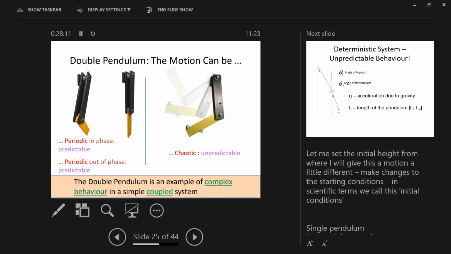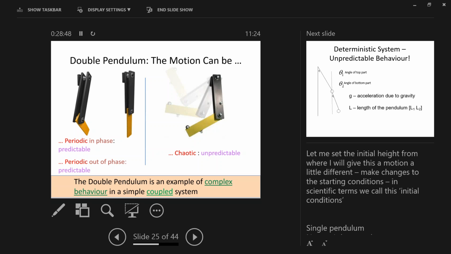So I take two pendulums and I join these pendulums using a rivet that you can see, the black part and the yellow part. So I join those, and then I show. So this becomes a double pendulum, two pendula attached to one another in this fashion. And then I show that this pendulum can show periodic motion in phase, which is predictable. Periodic motion out of phase, also predictable. But if you give a certain motion to this pendulum, then it exhibits a chaotic, unpredictable behavior.